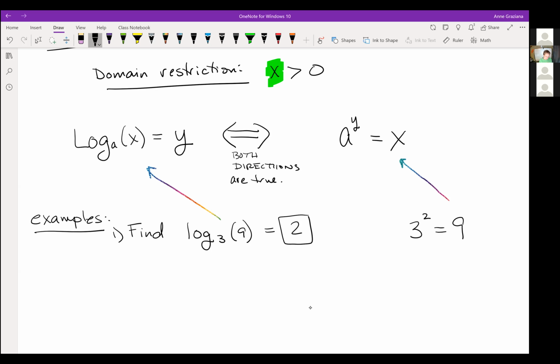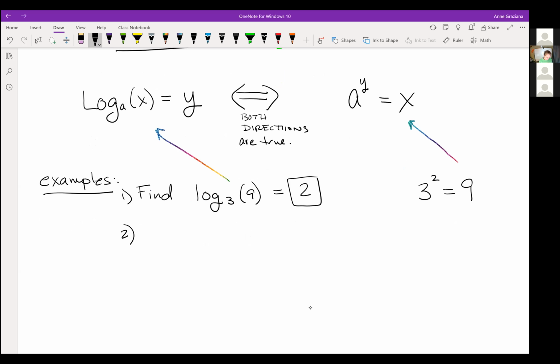All right, let's do another one. Find log base 2 of 16. So again, what is the exponent I had to put on 2 to get 16? 4. Yes, very good.